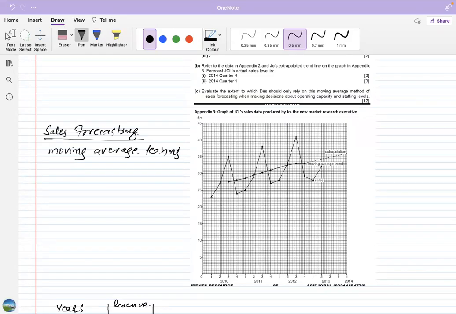Hi everyone. The topic that we are going to discuss today is the sales forecasting technique, and the moving average technique in the sales forecasting techniques. We are going to learn a calculation today.